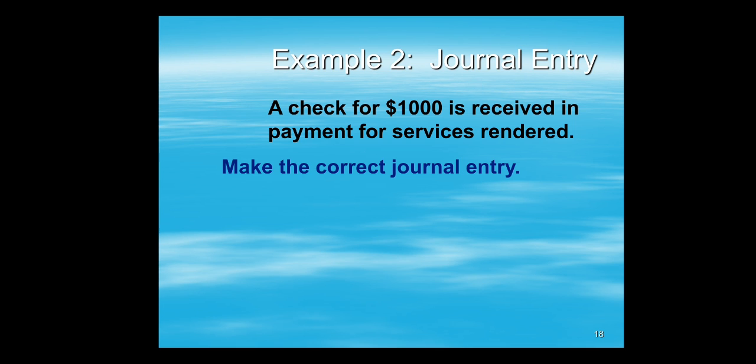Okay, let's see example 2. A check for $1,000 is received in payment for services rendered. Make the correct journal entry. Okay, let's see. We will do this. The situation is like this. The business is a service business. And one day, the business has provided services to a customer and then received $1,000 in cash.